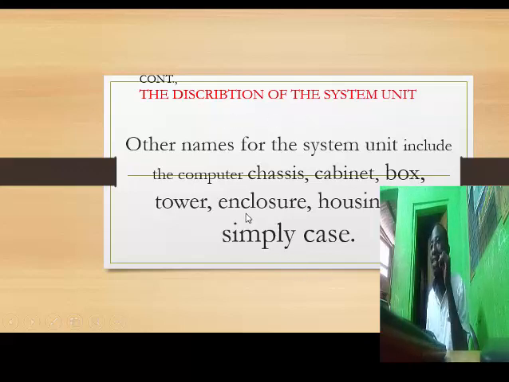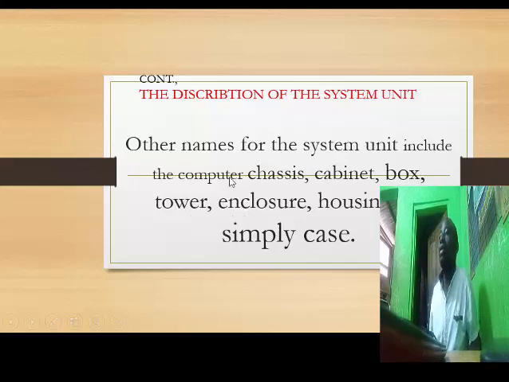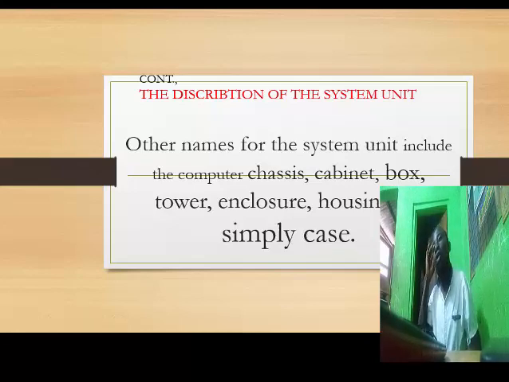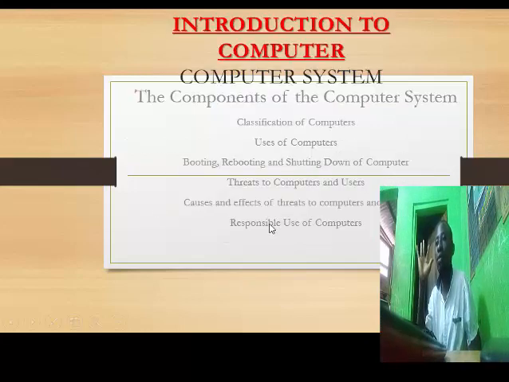The definition of a computer system. A computer system can be defined as an electronic device that accepts input, processes the input and produces an outcome in the form of information. Okay. The components of the computer: a computer system is a group of interrelated components and operations that interact to perform a task. So let's continue and look at it.